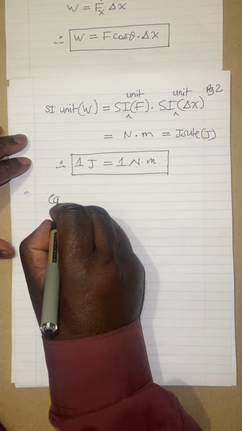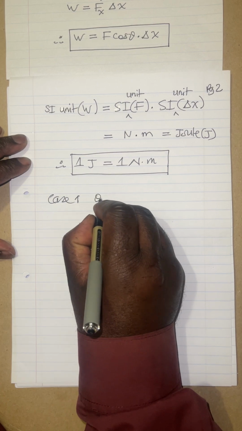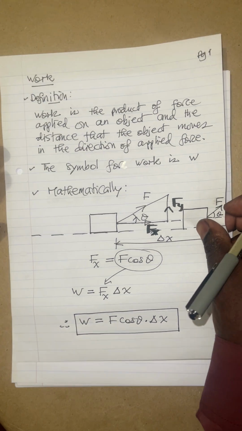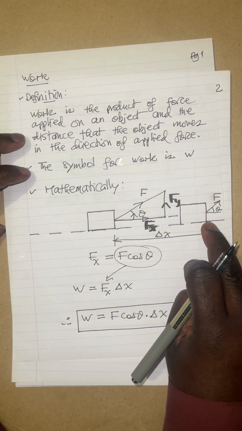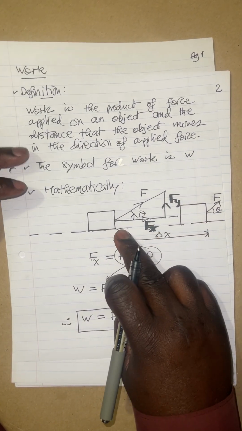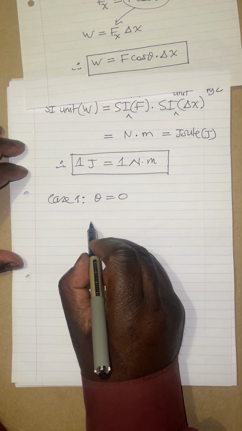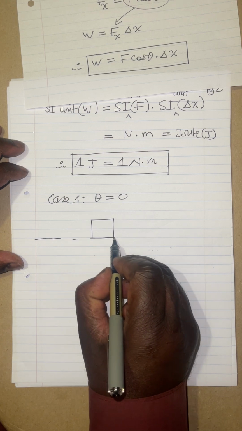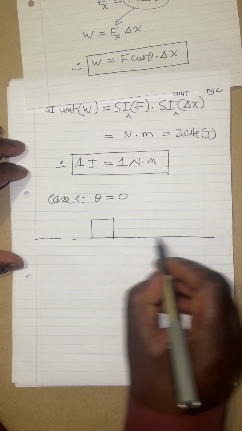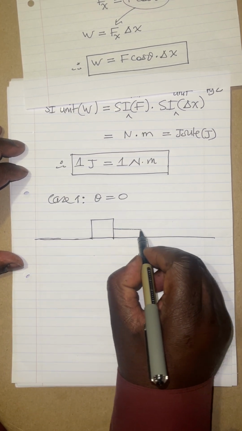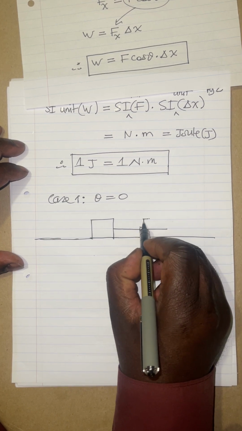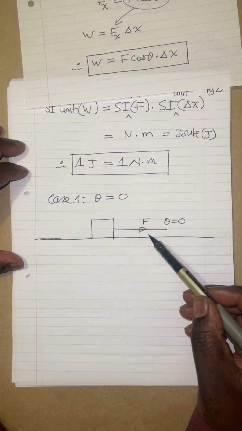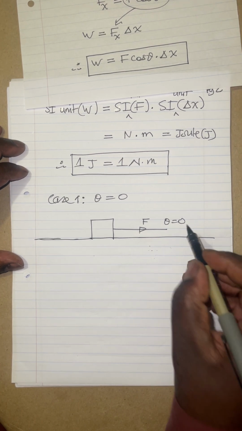Case 1, when theta is equal to 0. This is when the applied force is in the horizontal position and it's in the direction of motion of the block. So for example, we are basically saying that the block is sitting or is placed on a horizontal surface, and this block is being dragged to the right by a force which is horizontal also, F. In this case, theta is going to be equal to 0 because the angle between applied force and direction of motion will be 0 in this case.